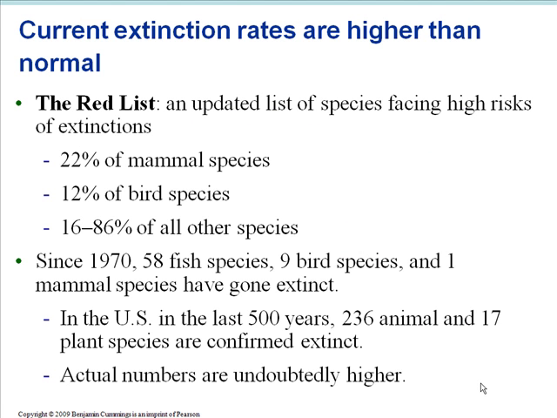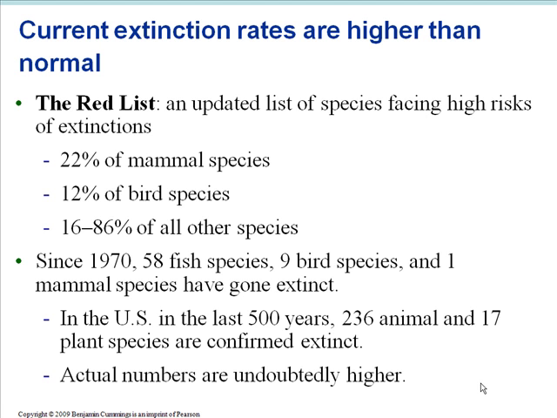To keep track of the current status of endangered species, the World Conservation Union maintains the Red List, which is an updated list of species facing high risk of extinctions. So it is an endangered species list, essentially. And you can see some of the numbers associated with the Red List here.